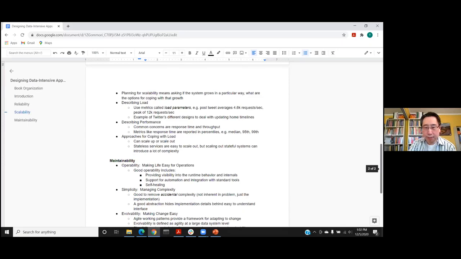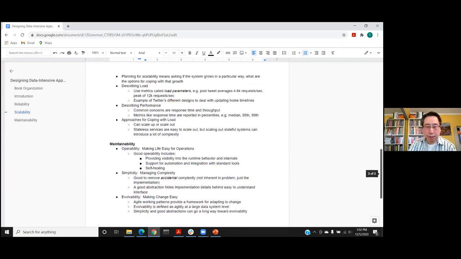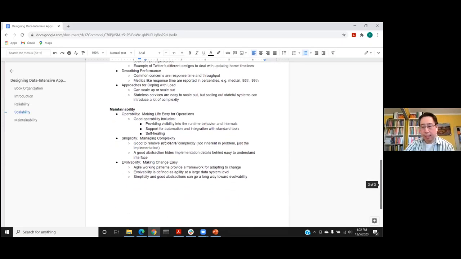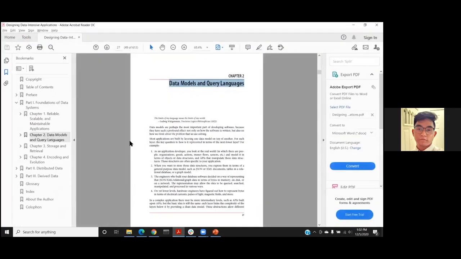All right, any other comments or questions about scalability before we get on to that last part, maintainability? Actually, I do have a question. This is referencing Twitter's second method for dealing with fan out, where they use caching for each of the users' home timeline.